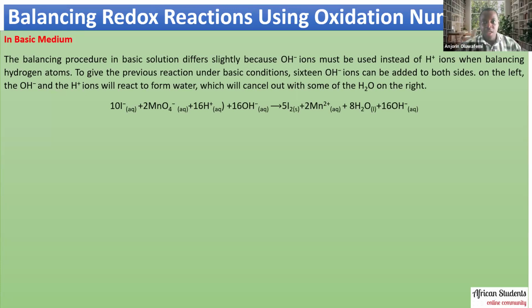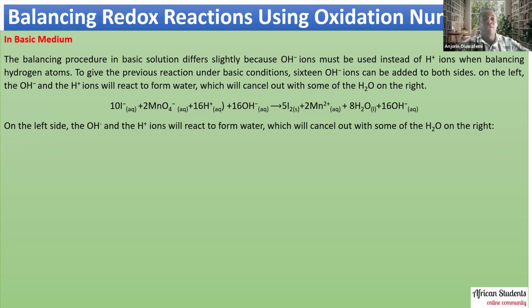Let's break it into perspective now. If the equation has been balanced in the basic medium, what you have is 16 hydrogen ions and then 16 hydroxide ions, so it will cancel out in that manner. And then you have 16 hydroxide ions still reflecting on the right-hand side. On the left side, the hydroxide and the hydrogen ion will react to form water, which will cancel out with some of the water on the right. And that is how we do it when we balance in basic medium.